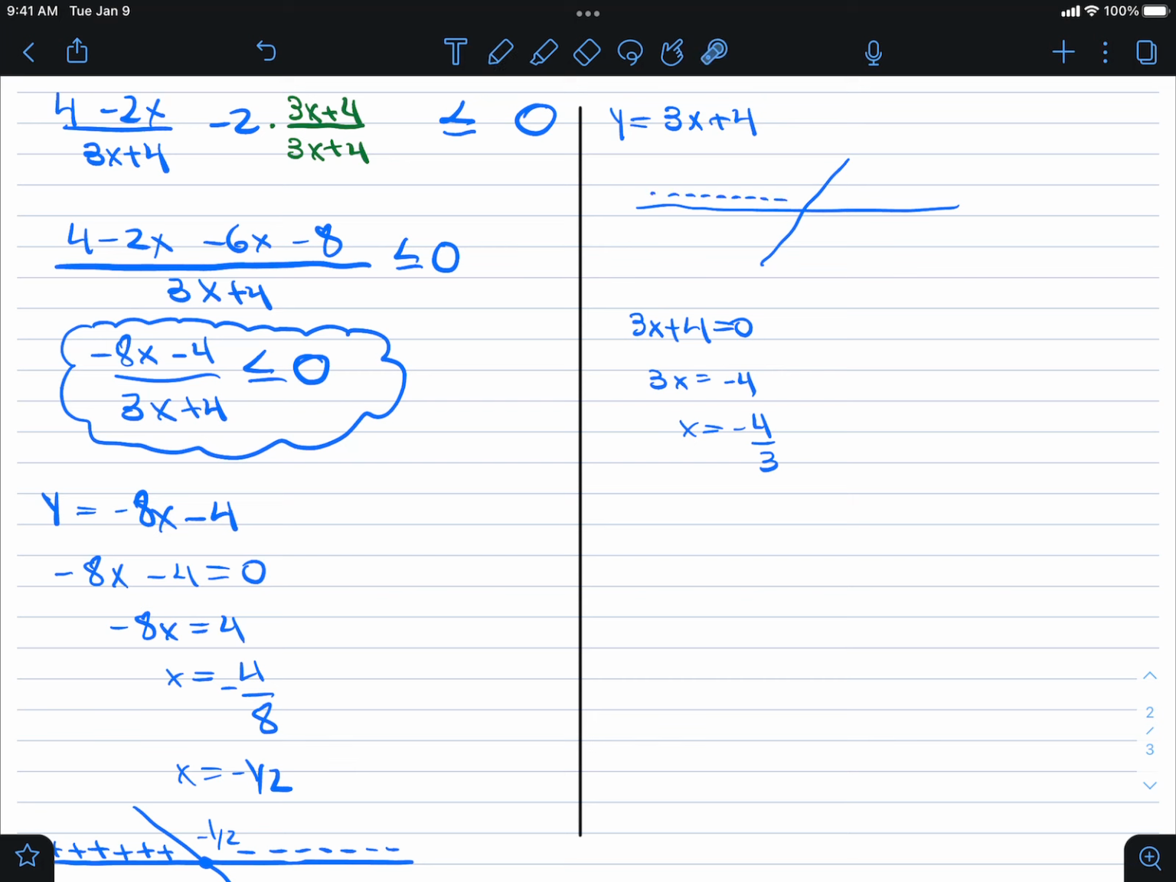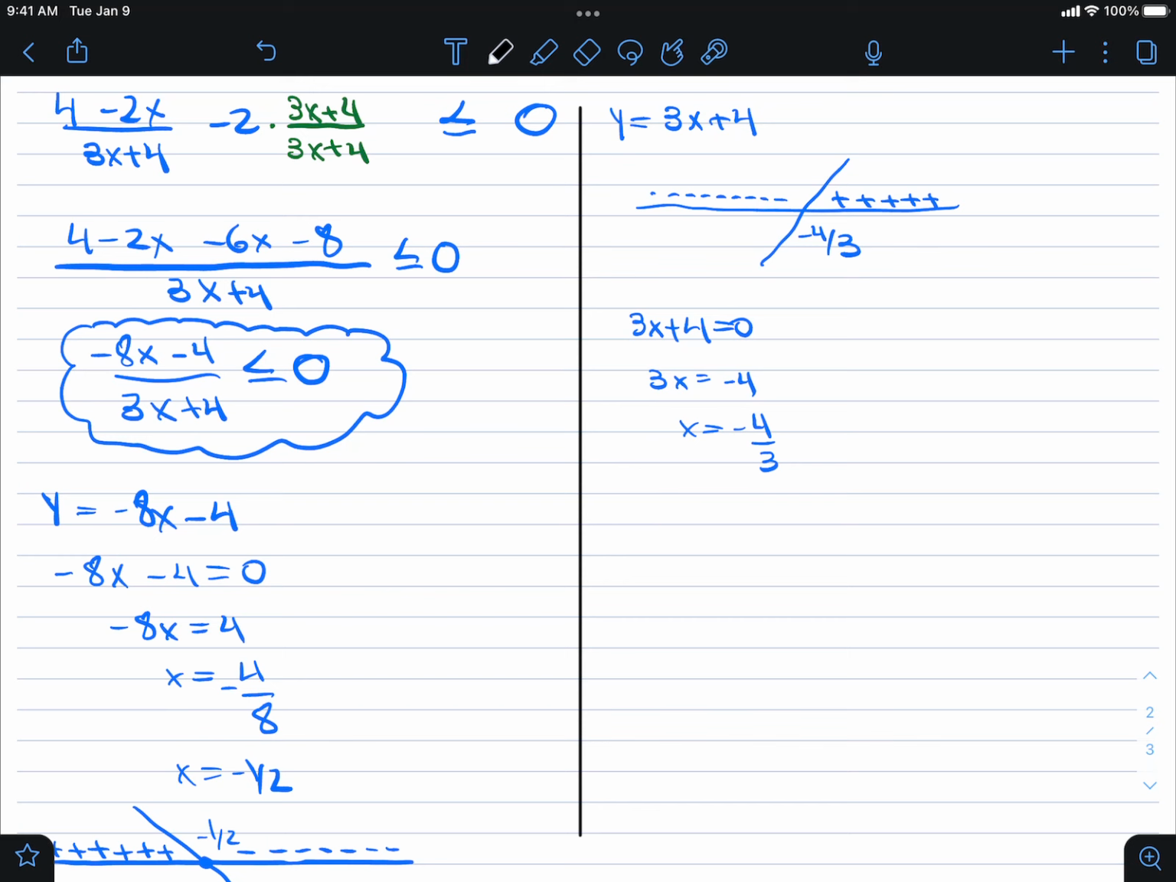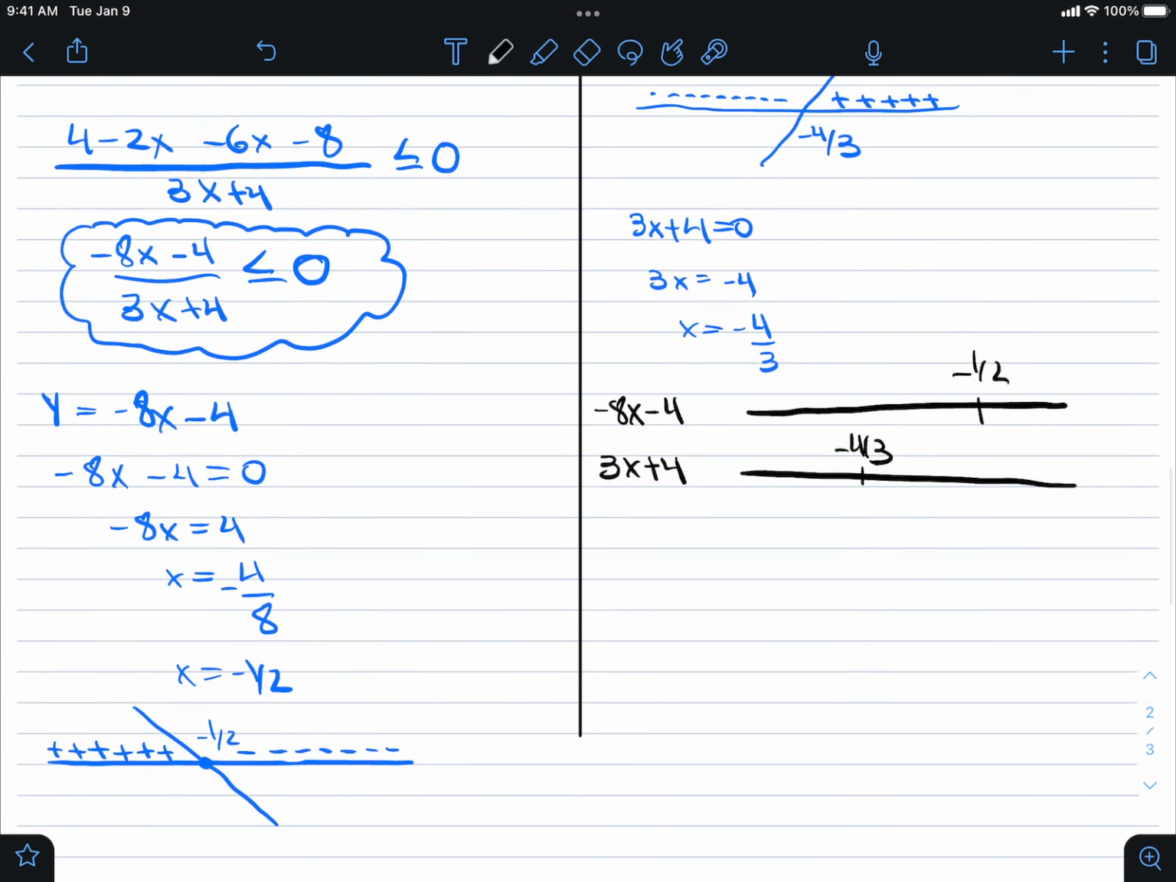So the fact that this is increasing makes it so that the y values are negative all the way to the left because the graph is below, and the y values are positive all the way to the right because the graph is above, and this cutoff point, the changing point where it crosses the x-axis, is minus 4/3. So finally, what do I do? I put these two pieces of information together, right? Minus 8x minus 4, and then 3x plus 4. I put the two numbers in order, so I need minus 1/2 here and minus 4/3 in here. Remember that this is less negative, so it's further to the right.